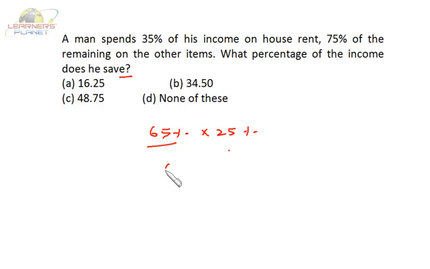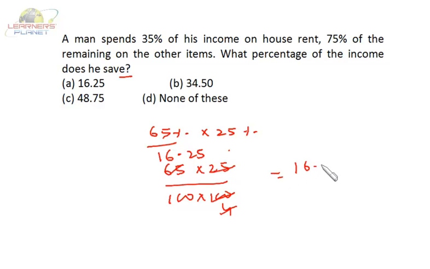So it's 65 into 25 by 100 into 100. That means 16.25% he is saving. Since we are left with 16.25 by 100, which is 16.25%. I hope you are getting my point.